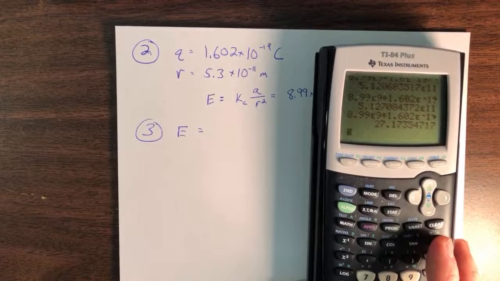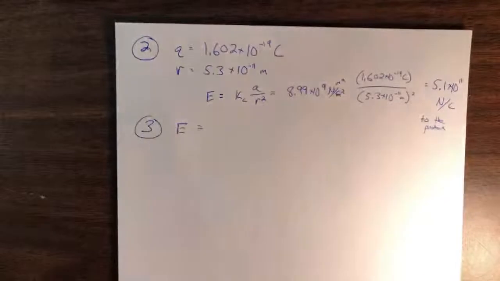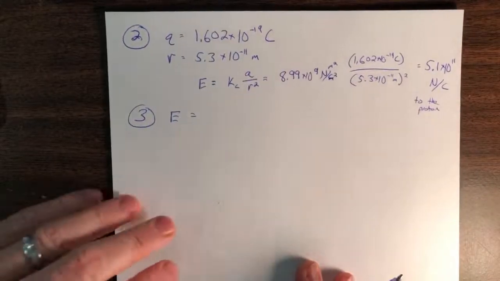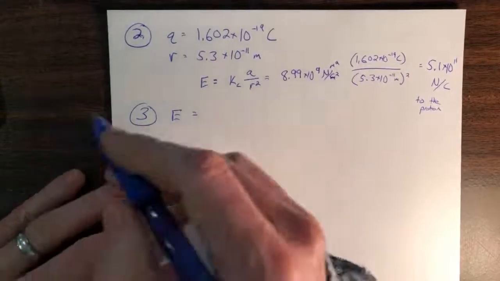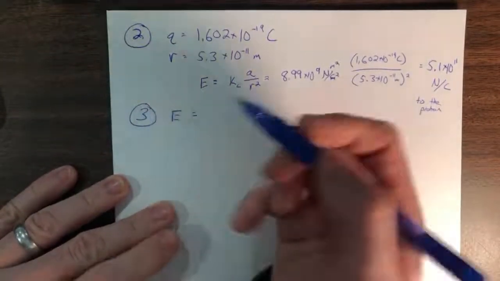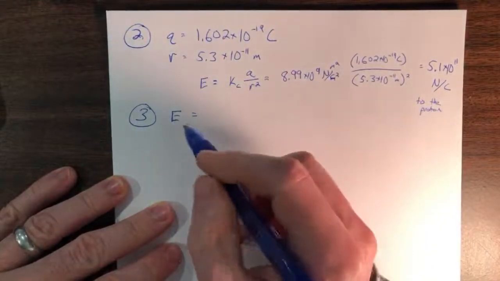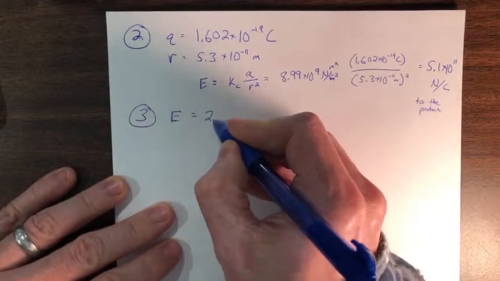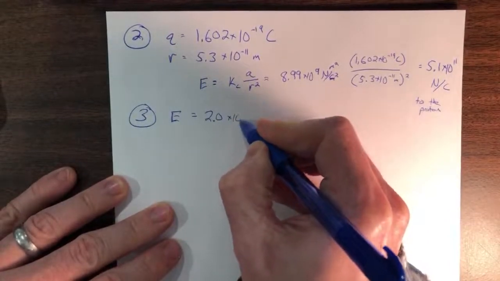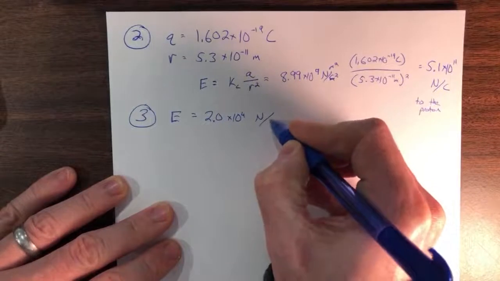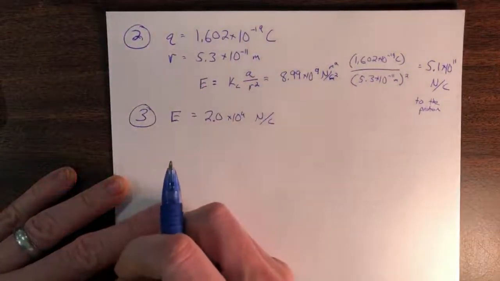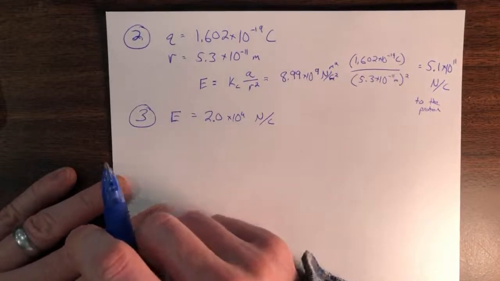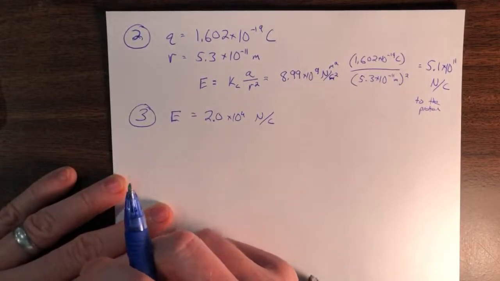Anything else? All right, so let's go on. So the field at that point is going to be toward the proton, so it's an attractive force. All right, we're talking about field, so it's an attractive field. Now, number 3, so we have an electric field of 2.0 times 10 to the 4th newtons per coulomb. It's directed along the positive x-axis. So basically, it's just going to be positive along the positive x-axis.